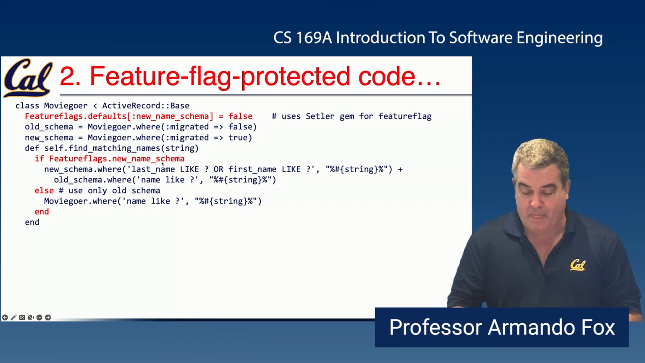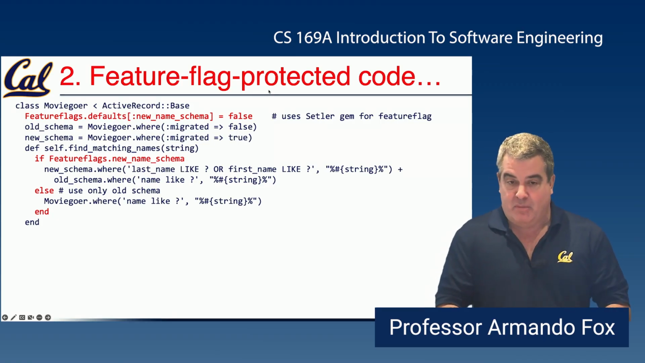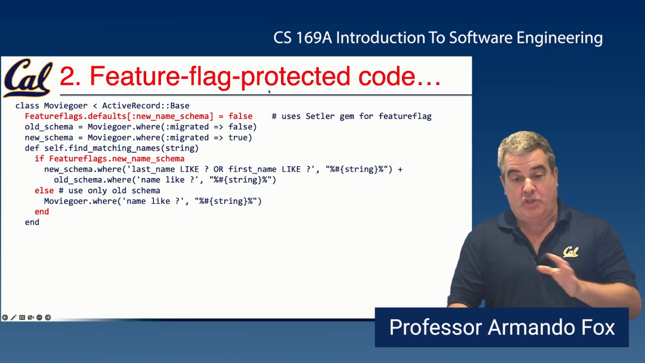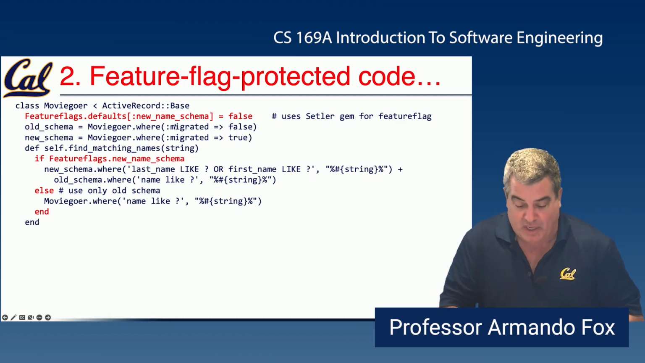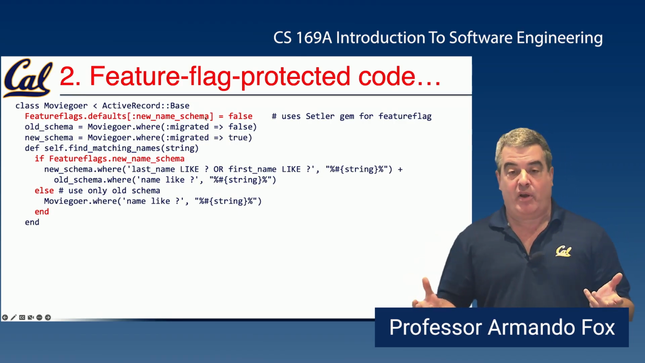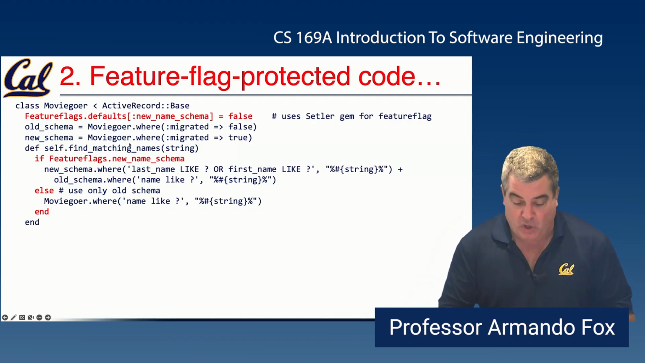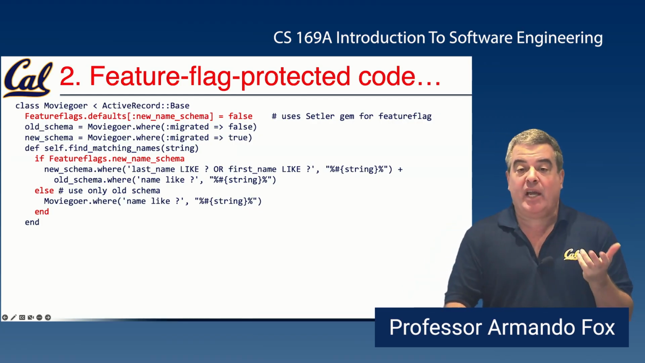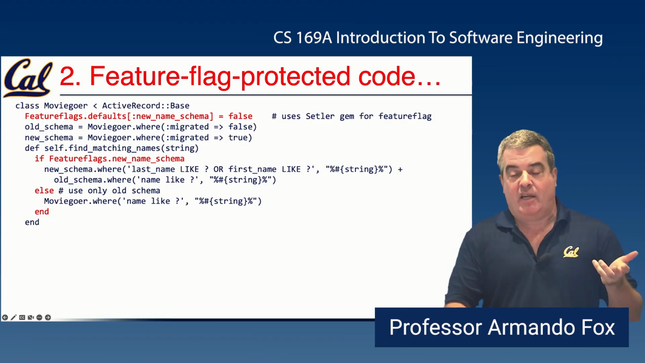schema becomes true. By the way, there are many different gems that let you deal with feature flags. We'll talk about those in a minute. But for now, just imagine that this feature flag's new name schema is like a runtime variable that everybody can see, right? So all we're doing in this if statement is looking at the value of something that behaves kind of like a global variable.